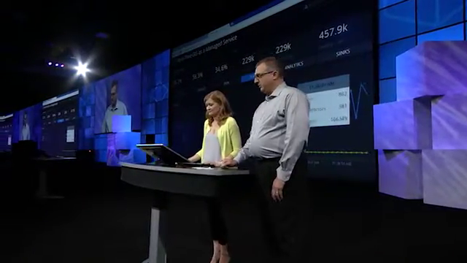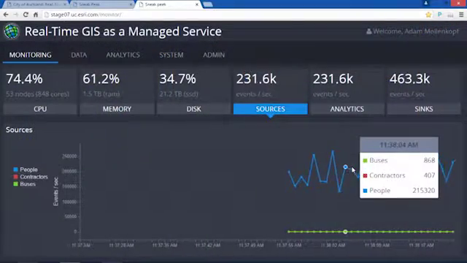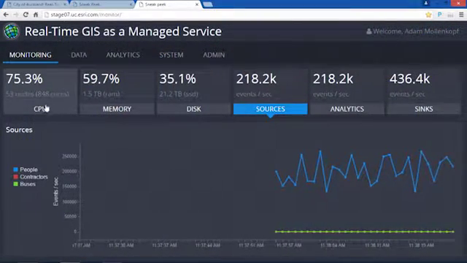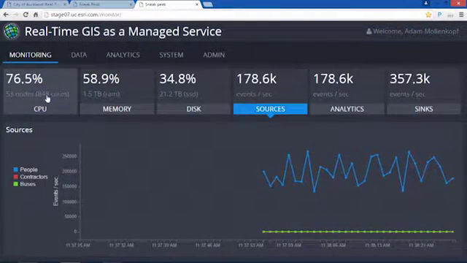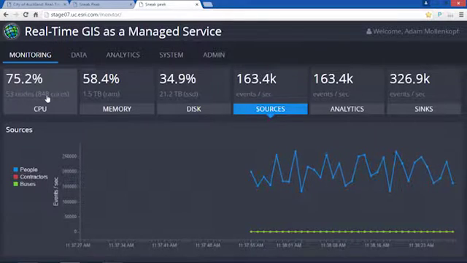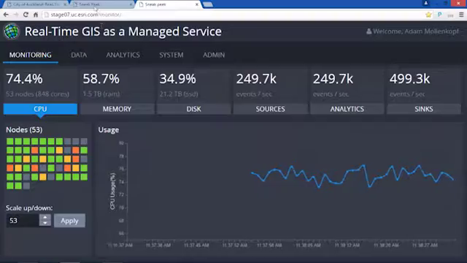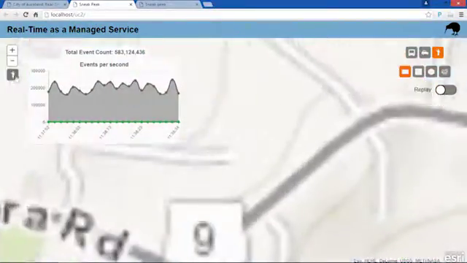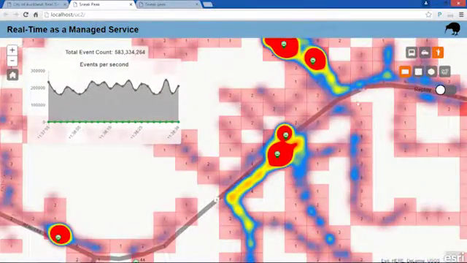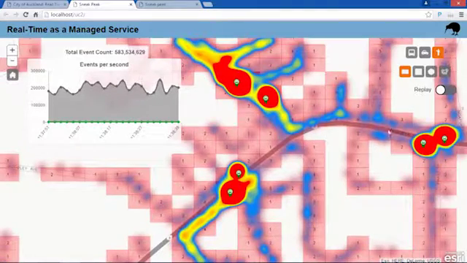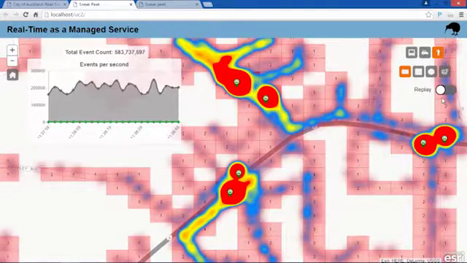For the UC, we teamed up with Microsoft Azure to deploy this example across 53 nodes. On this cluster, we are taking in, analyzing, storing, and visualizing hundreds of thousands of events per second. With this distributed architecture, real-time GIS can be scaled as large as needed simply by adding capacity. So questions of any size can be asked.